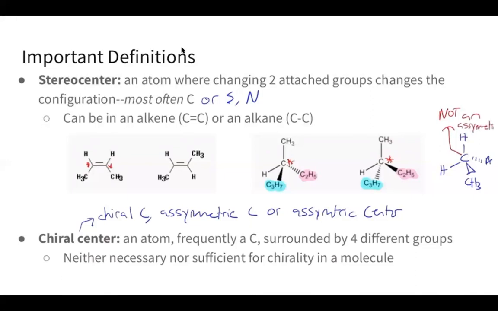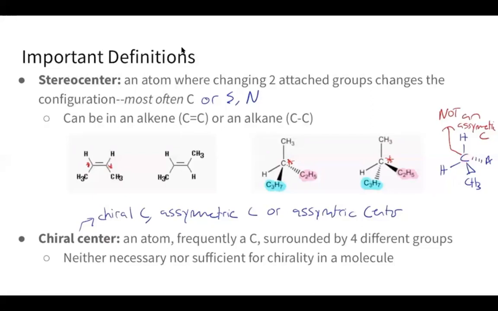All 4 of them have to be totally different. Yes, all 4 attached groups have to be different for it to be a chiral carbon. So in this example, all 4 groups are completely different. In this example, we've got 2 hydrogens. If I were to make one of these groups different, then this carbon would be an asymmetric carbon.